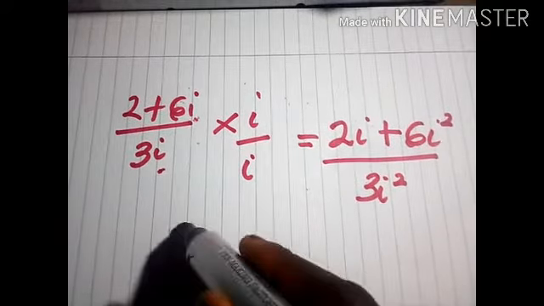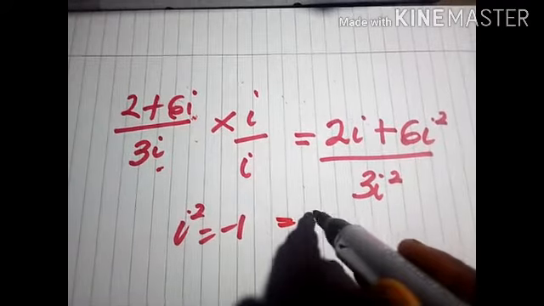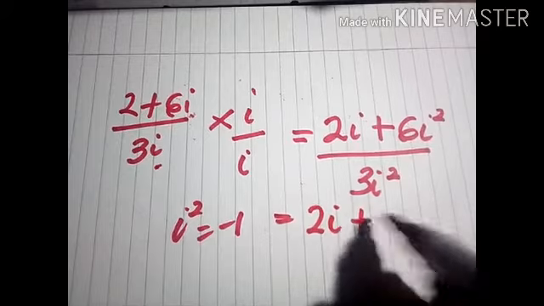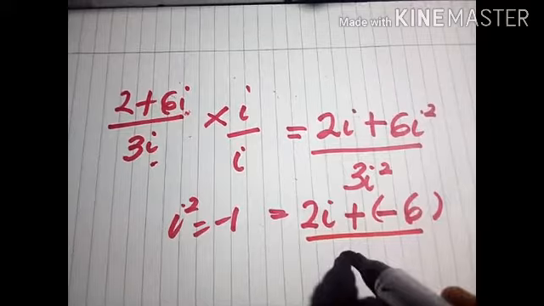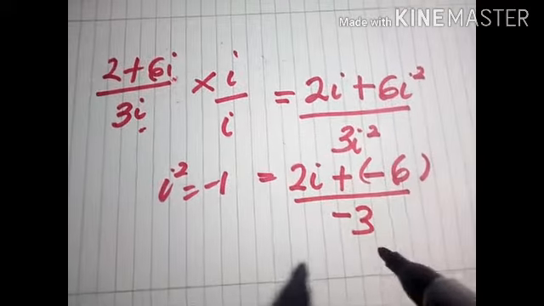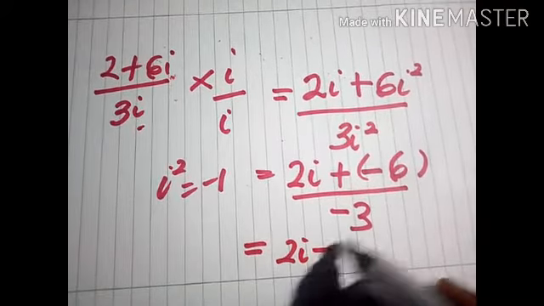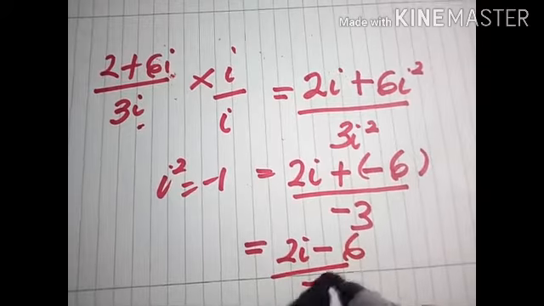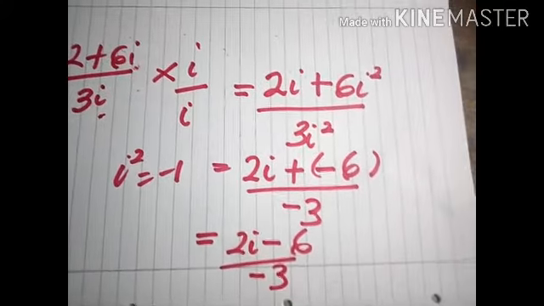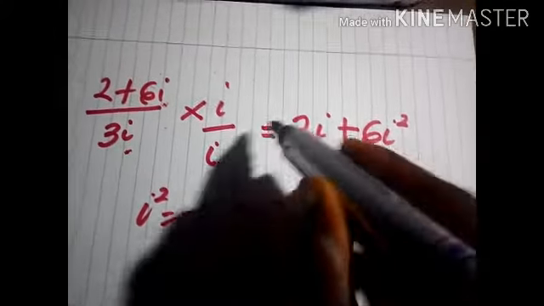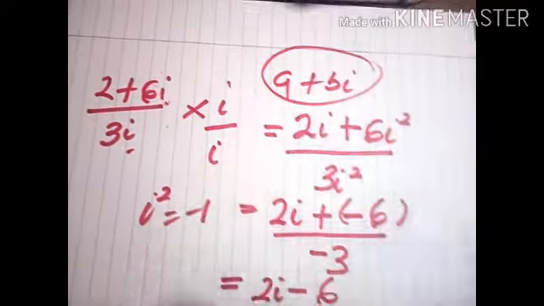But since i squared is equal to negative 1, then we can replace. So that will be equal to 2i plus negative 6, all divided by negative 3. So the final answer is going to be 2i minus 6 all divided by negative 3. But we're asked to express it in its standard form. So its standard form is basically a plus bi. So our answer is supposed to be expressed in this form.